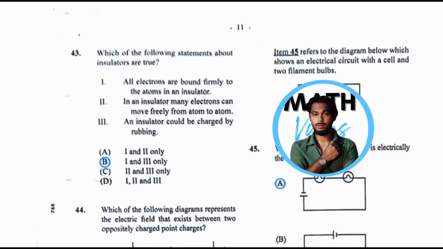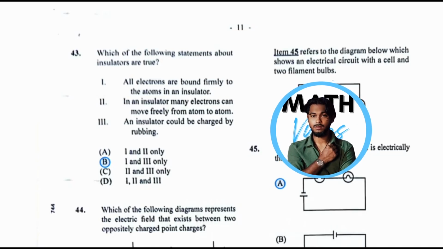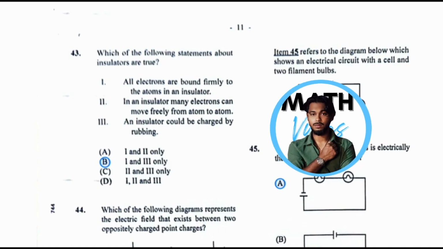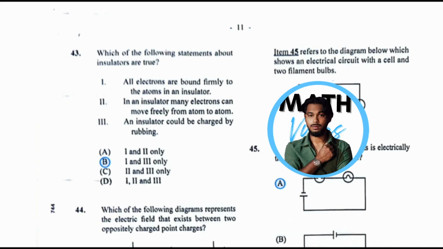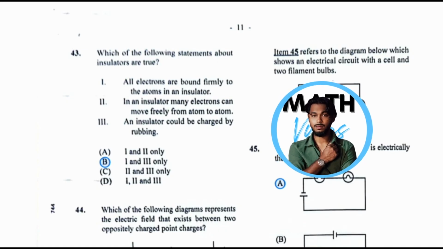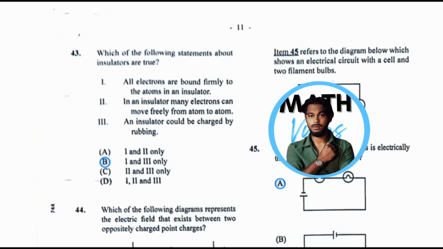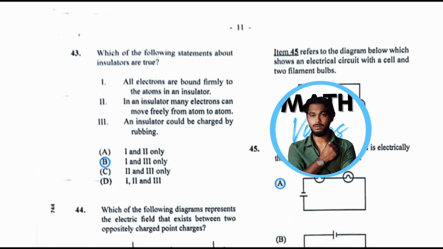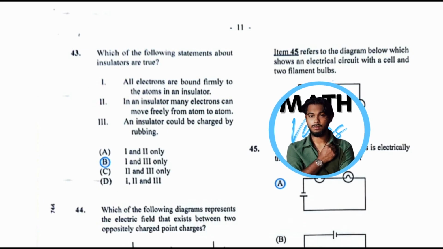Question 43. Which of the following statements about insulators are true? 1. All electrons are bound firmly to the atoms in an insulator. This is true because for a conductor, there needs to be a net movement of electrons. But if there's no movement of electrons, then it can't conduct, and if the electrons are bound firmly, they can't really move. So 1 is a very true property of an insulator. 2 says that in an insulator many electrons can move. No, that's false, and this directly conflicts with 1. Part 3, an insulator could be charged by rubbing. That's true. Think of a glass rod or a polythene rod, for instance.